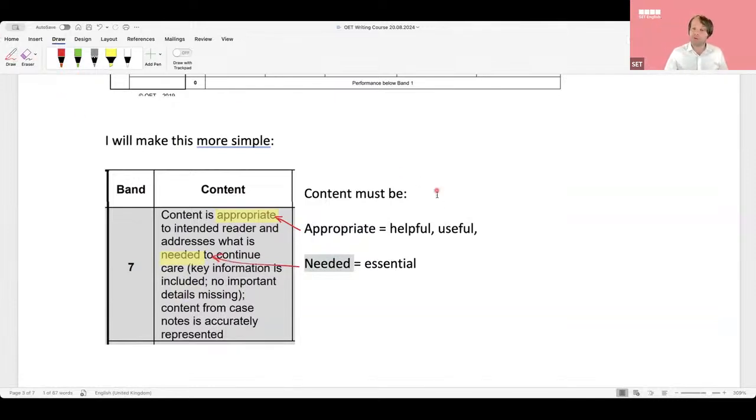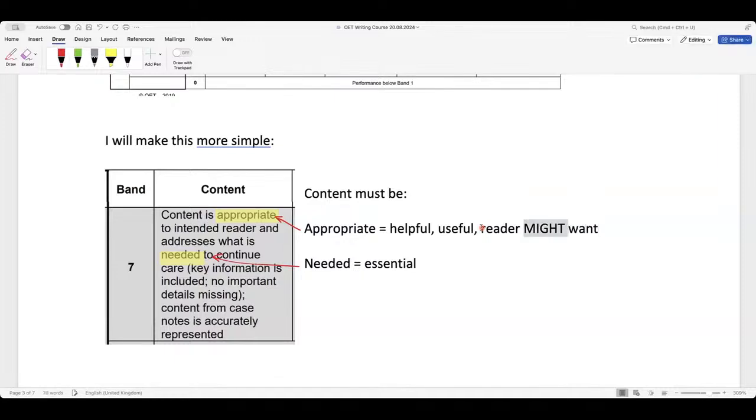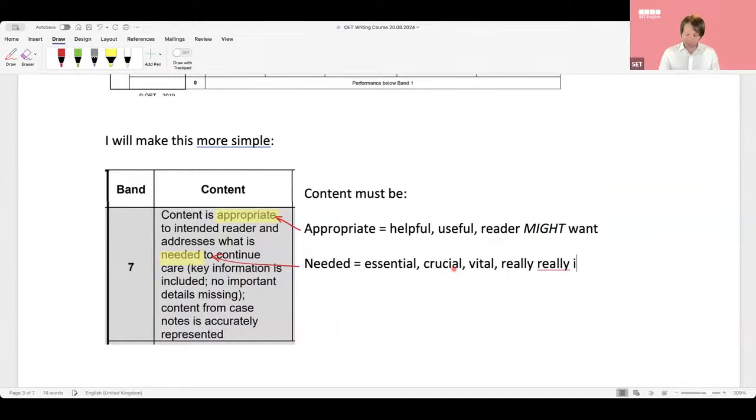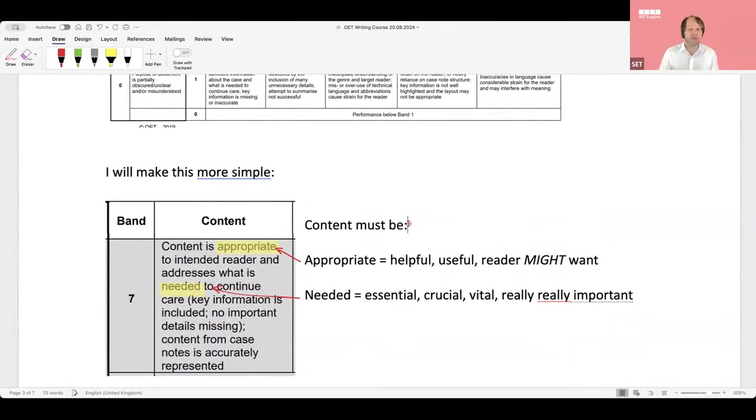Appropriate means helpful, useful, the reader might want it. What does might mean? Maybe. Possible. Maybe wants it, right? Essential, needed. What else? Relevant. Crucial. Vital. What else? Important. Really, really important, okay? Now, you said relevant, Carmen. Yeah. Relevant equals both. Does that make sense?